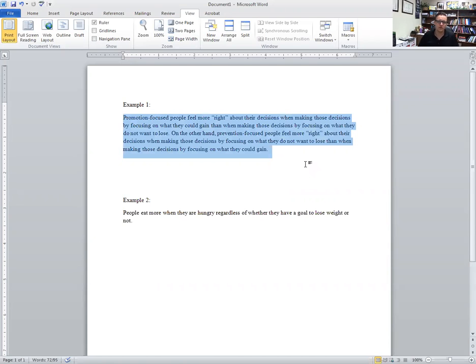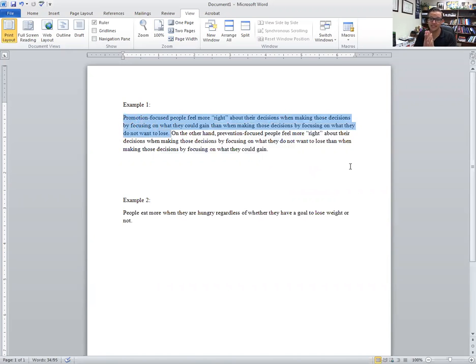Promotion-focused people feel more right about their decisions when making those decisions by focusing on what they could gain than when making those decisions by focusing on what they do not want to lose. On the other hand, prevention-focused people feel more right about their decisions when making those decisions by focusing on what they do not want to lose than when making those decisions by focusing on what they could gain. Now, let's ignore this one just for a second. Let's first focus right here.